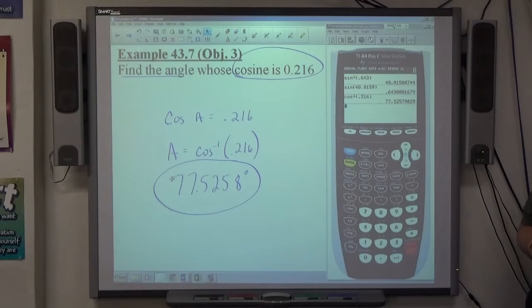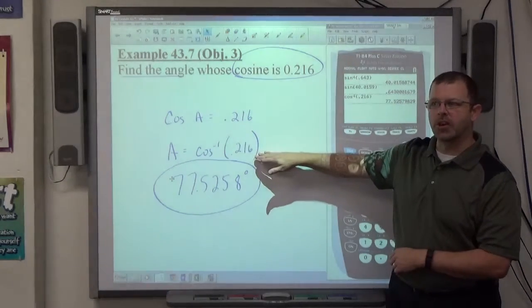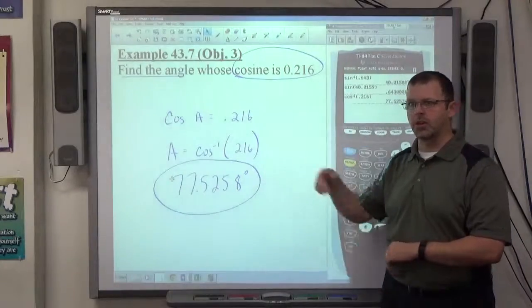So that's kind of what I expect your paper to look like on those problems. Write out a good trigonometric equation, do the inverse trig function on your paper, and then apply that using your calculator to get the answer.